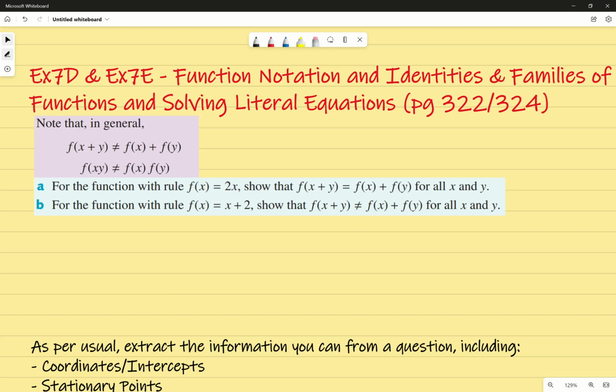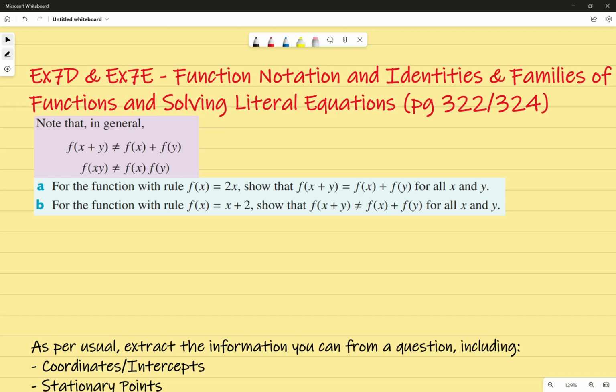So in this situation, please note that in general, if we have f of x plus y, it is not the same as f of x plus f of y. In fact, f of (x plus y) in brackets means that we're substituting x plus y into the function. So it's not the same as adding them together, but it can be. Sometimes it is, but it's very rarely. So we say generally that's the case.